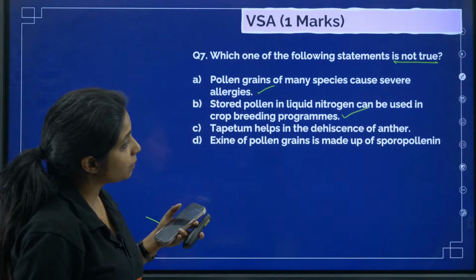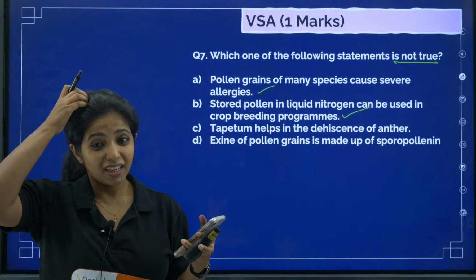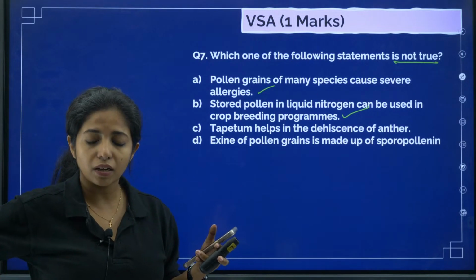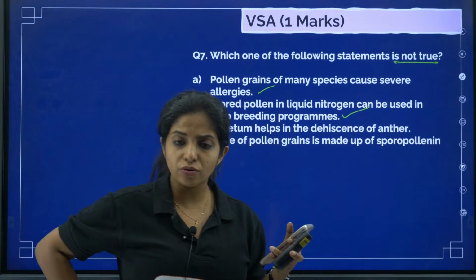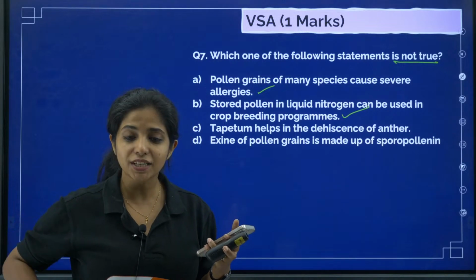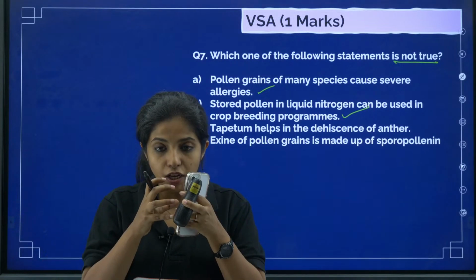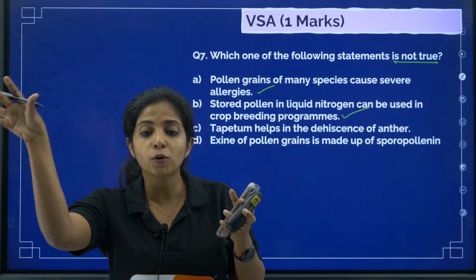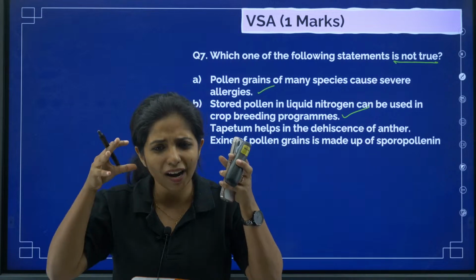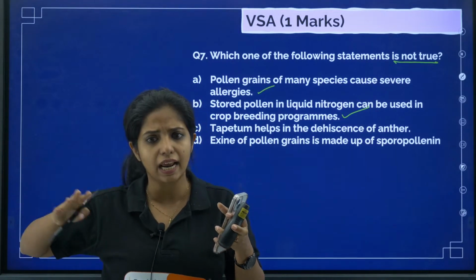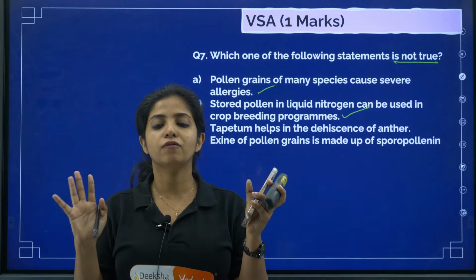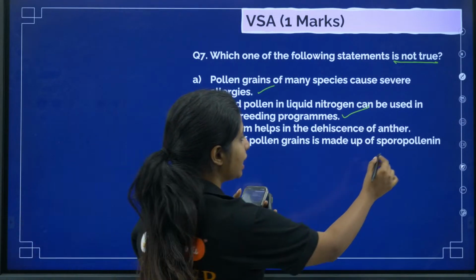Now, tapetum helps in the dehiscence of anther. Ma'am, we studied that the tapetum is the one that nourishes the sporogenous tissue, right? Then how can it help in dehiscence of anther? What do you mean by dehiscence of anther? It means the anther has to cut open, and only then will the pollen grains inside come outside. This is known as dehiscence of anther. For this, you have the other three layers: the middle layer, endothecium, and epidermis. Tapetum is just there for nourishment. So this is entirely wrong.